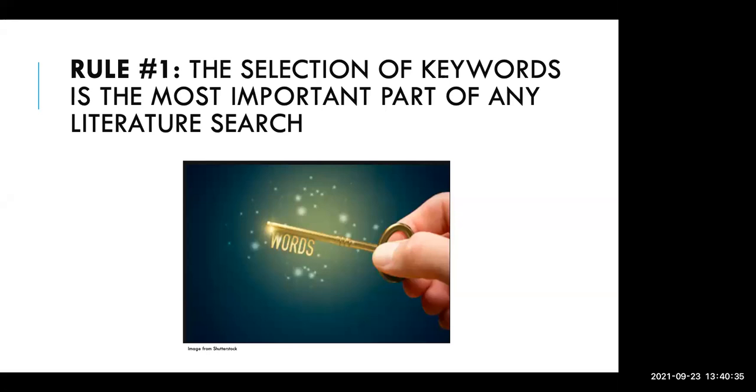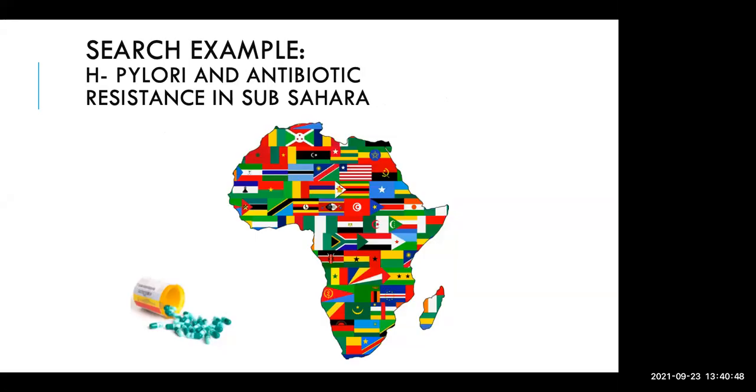So rule number one for any search, not just a systematic search, is that the selection of keywords is the absolute most important part of any literature search. If you don't have the correct keywords included, you will not get the papers you need. I will give you an example. This is another paper that is already published. It's about H. pylori and antibiotic resistance in sub-Saharan Africa.